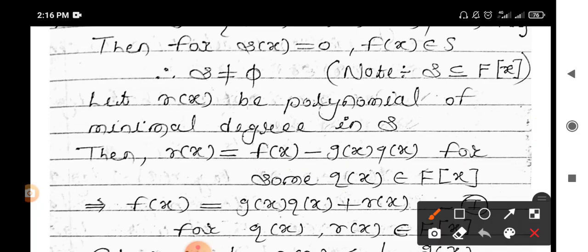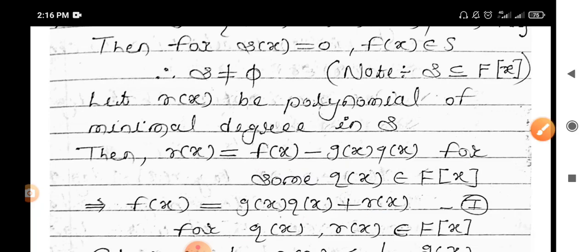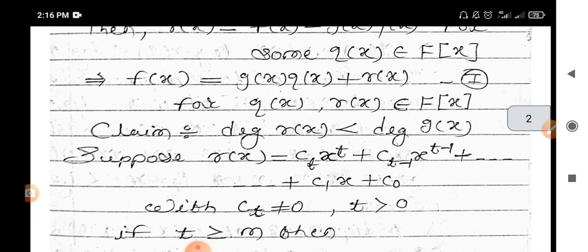So in that way we get f(x) is g(x) into q(x) plus r(x). This we defined. For q and r are two polynomials in F[x]. Now the claim is to prove that the degree of r(x) is strictly less than the degree of g(x).